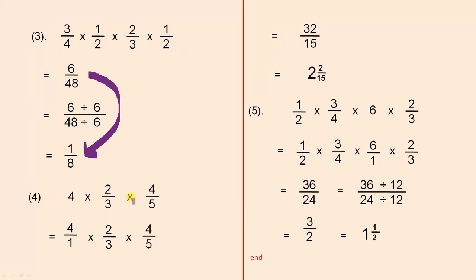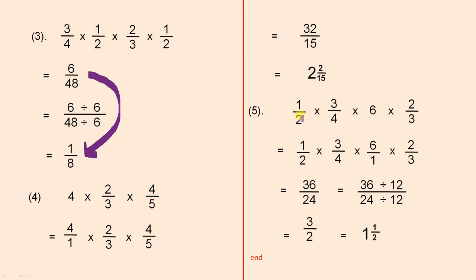4 times 2/3 times 4/5. Now we notice here that this is a whole number. Now to make it look like a fraction, we just write 4 over 1. Now they all look like fractions. 4 twos are 8. 8 fours are 32. 1 times 3 is 3. 3 times 5 is 15. 15 into 32 goes twice, and 2 left over. 2 and 2/15 is the answer.